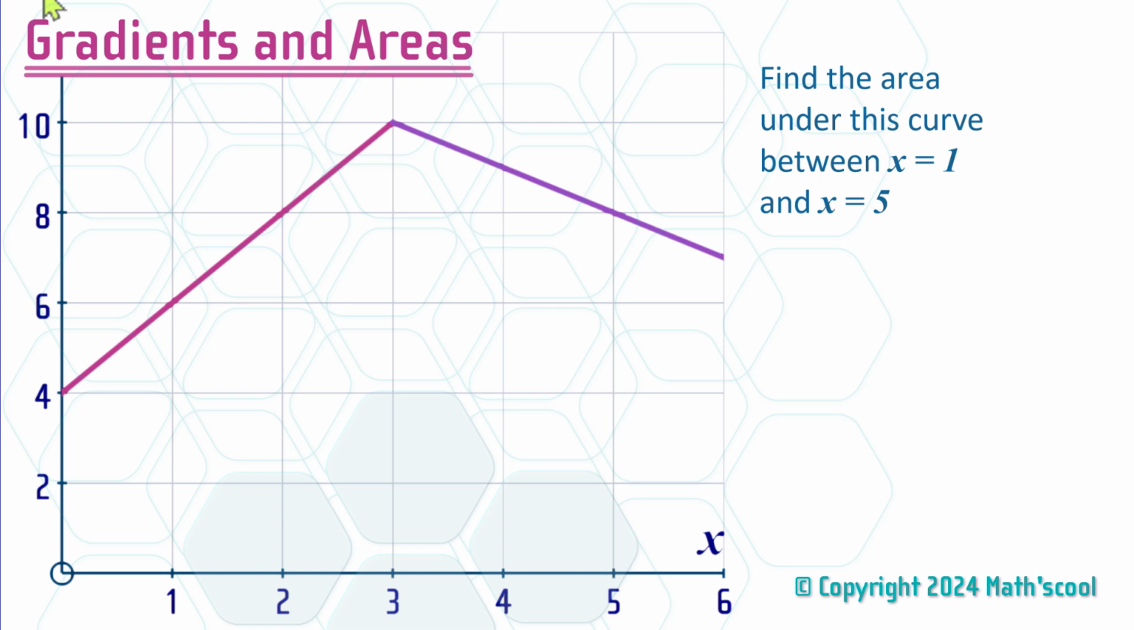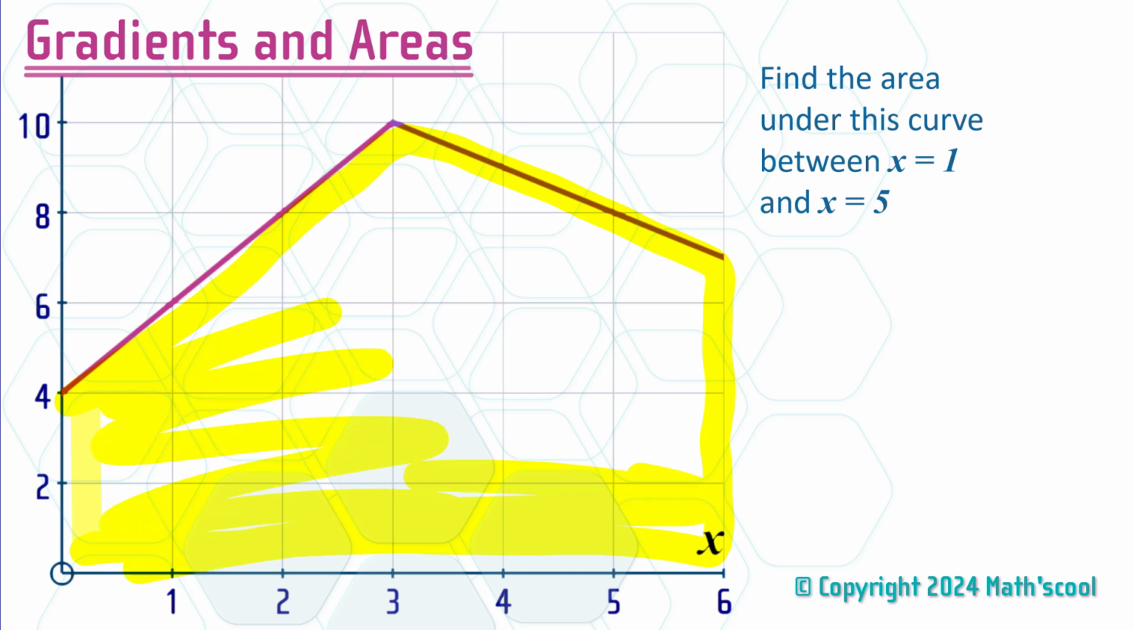Areas. Find the area of this curve between x is 1 and x is 5. So what they're asking us for is this area here. The area underneath the curve. All of this yellow area.